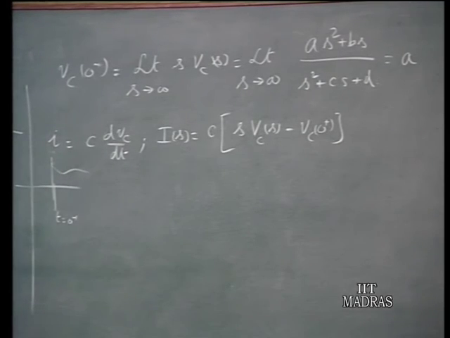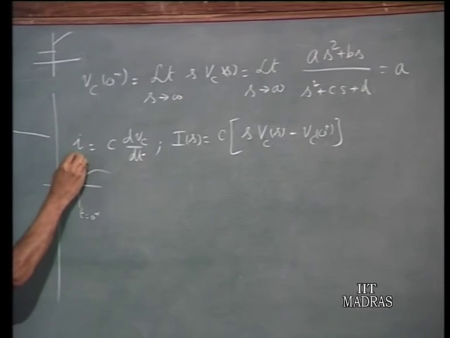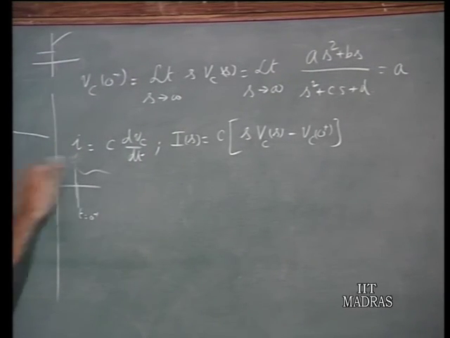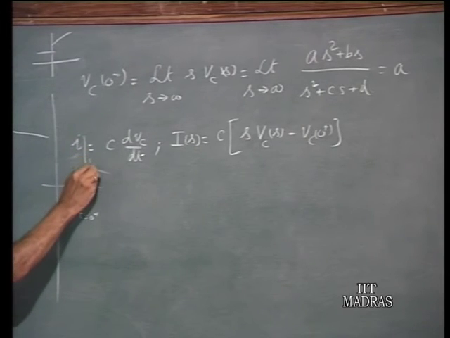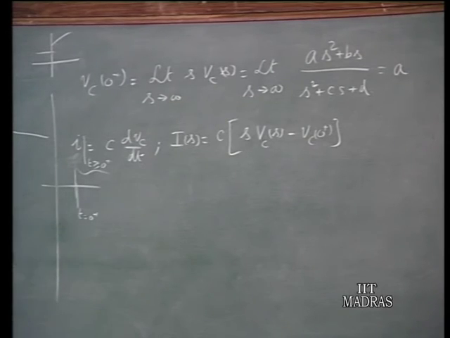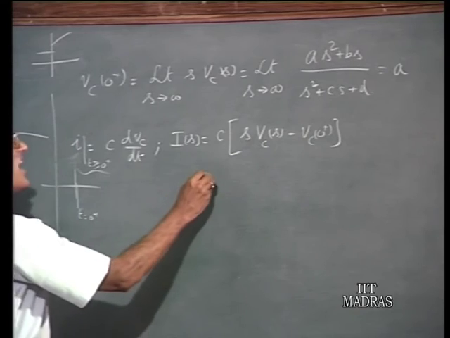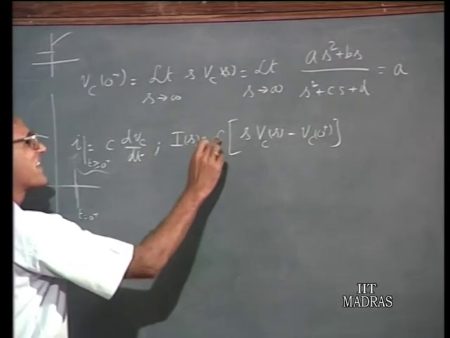That means, if there is any jump in V c, suppose V c 0 minus is this and V c 0 plus is this, the current would have an impulse here. But those impulses I am ignoring. I am talking about the variation of the current I for t greater than or equal to 0 plus. Only that is the type of current which I am interested in. So, that is why I am putting V c 0 plus. So, this will be C, in our case 1 farad.